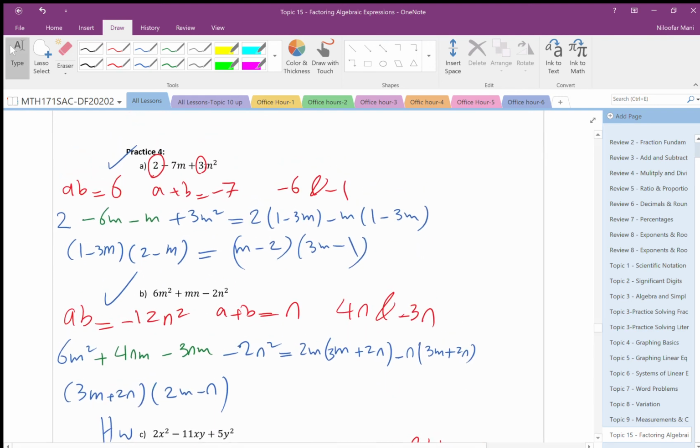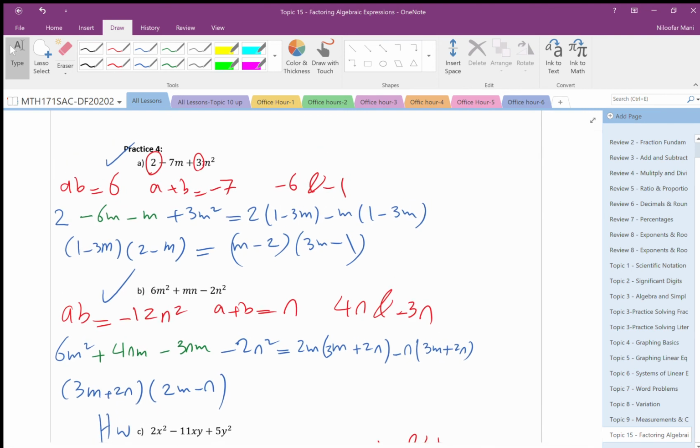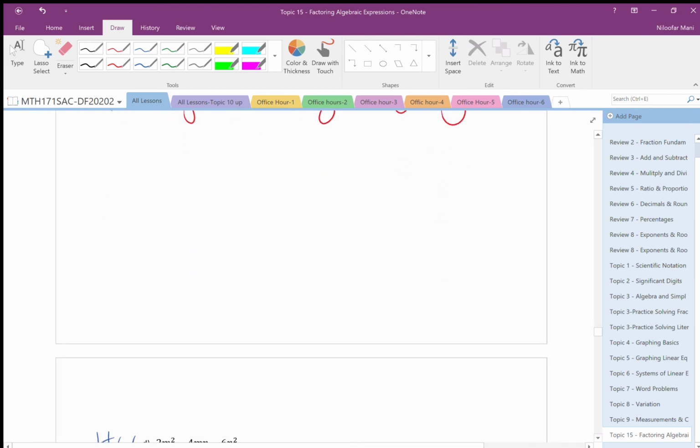Okay, look at all of these examples. I did all of them for you and you can see them in OneNote. Make sure to pay attention to which one is beside x squared or m squared, which one is beside the one with power 1, and which one is the number. So check all of them.